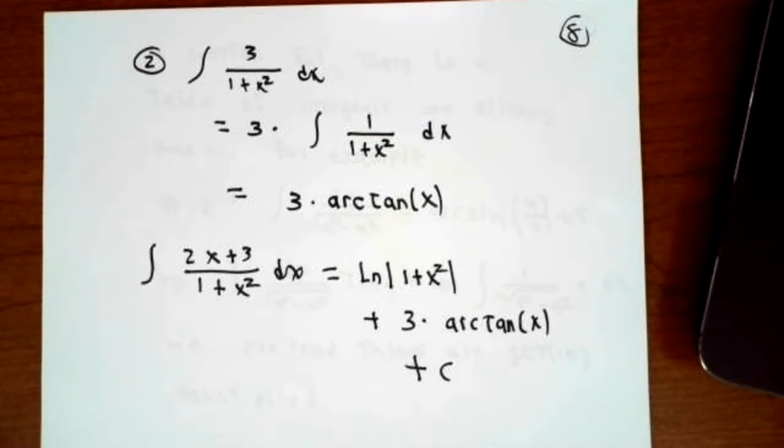So altogether, I'll take my natural log of 1 plus x squared, I'll add in 3 times arctan x, and then I'll add the constant of integration in.